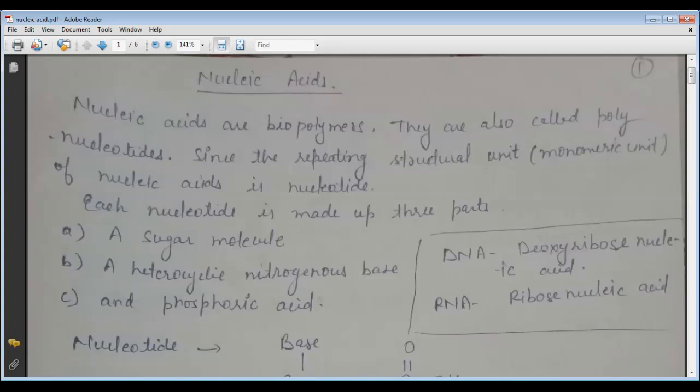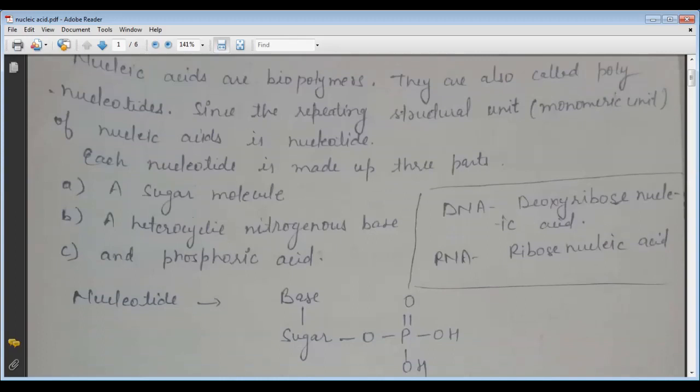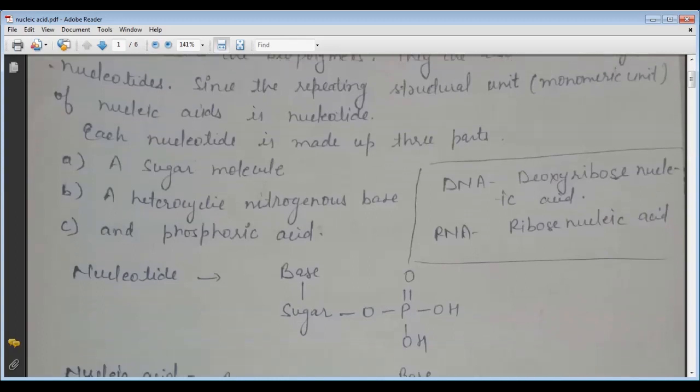The repeating structural unit, the monomeric unit, as we have already discussed, of nucleic acid is a nucleotide. Each nucleotide is made up of three parts: the sugar molecule, the heterocyclic nitrogenous base, and the phosphoric acid. When we want to study nucleic acid, there are two terms: the first one is DNA and the second is RNA. DNA stands for deoxyribose nucleic acid, and RNA means ribose nucleic acid.